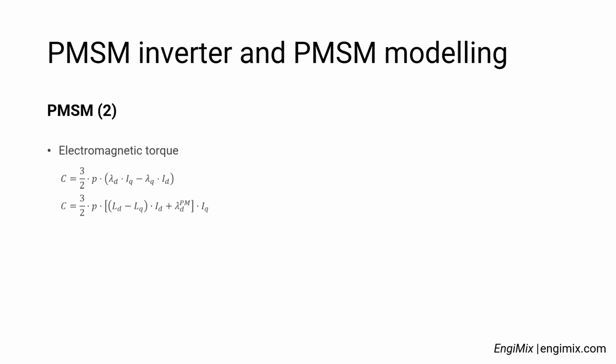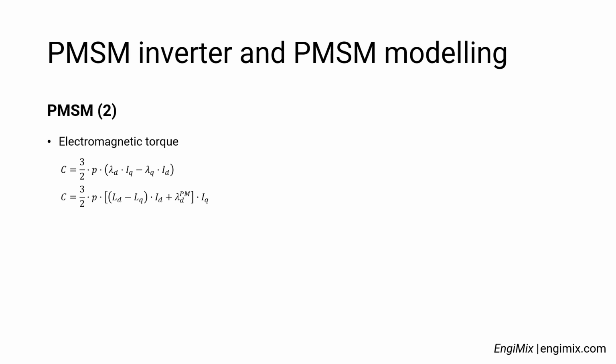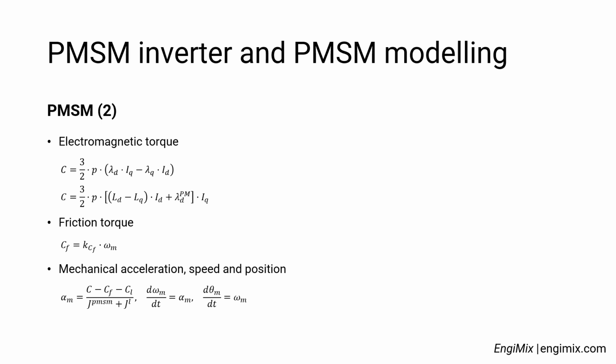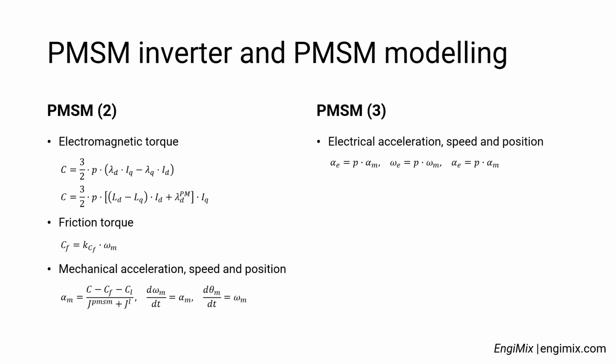From the fluxes and currents it is then possible to calculate the electromagnetic torque, while from the speed we can determine the friction torque. From the torque balance equation, it is finally possible to calculate the mechanical rotation acceleration, speed, and position of the rotor. For the future calculations, we can also switch from mechanical to electrical quantities just by multiplying the corresponding mechanical quantity with the number of pole pairs of the PMSM. The currents are then converted back from the DQ to the ABC reference frame and provided to the PMSM controller.